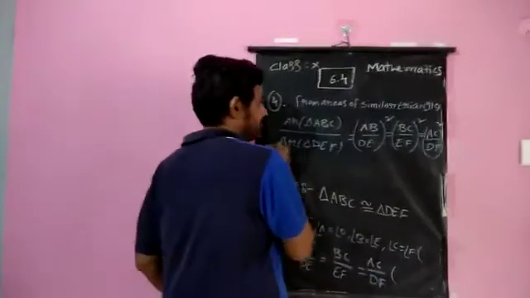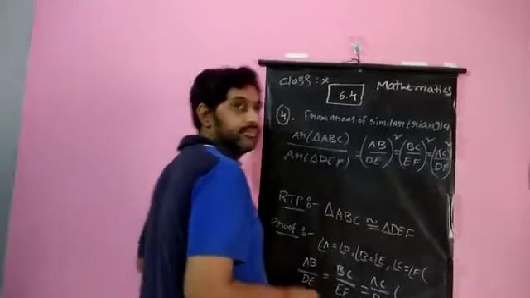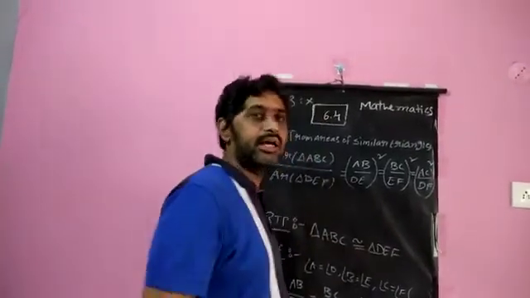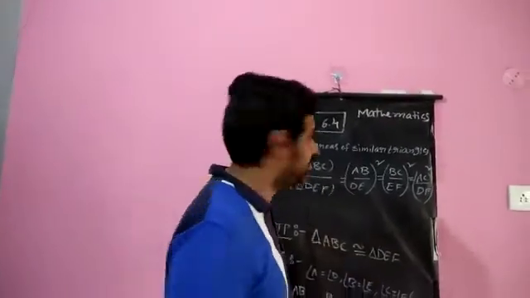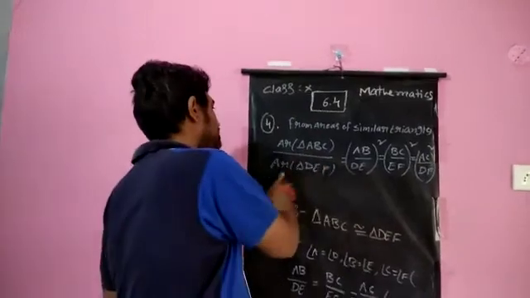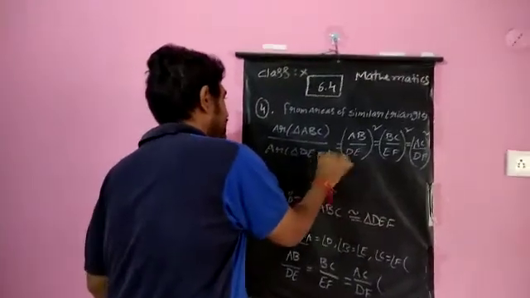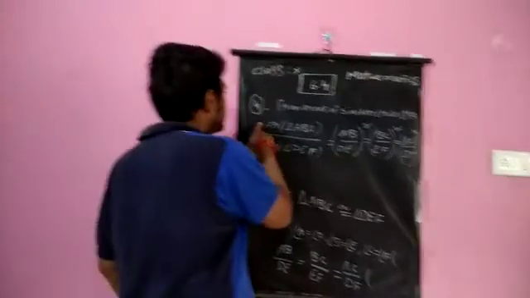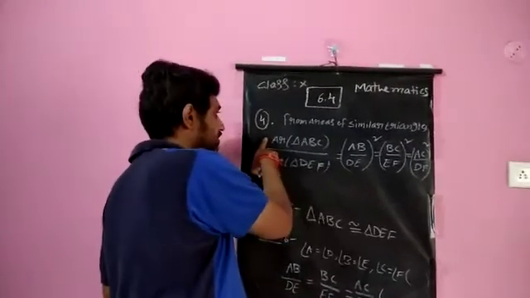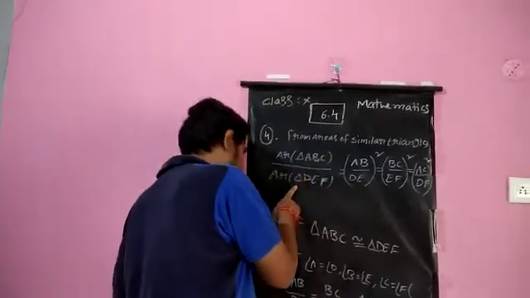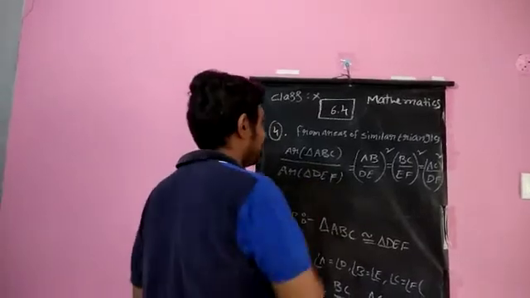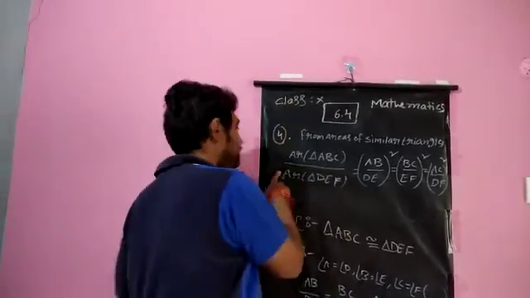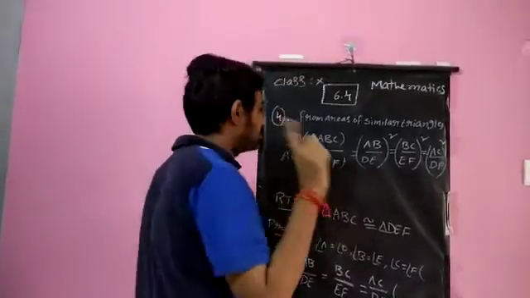This we wrote from areas of similar triangles theorem. But in this question, the areas of these two similar triangles are equal. That means area of triangle ABC equals area of triangle DEF. These two areas are equal. The ratio is what? If this is 10 meter square, the area of triangle ABC, then the same 10 meter square will be the area of triangle DEF. That means 10 by 10, or 10 upon 10, will be equal to 1.